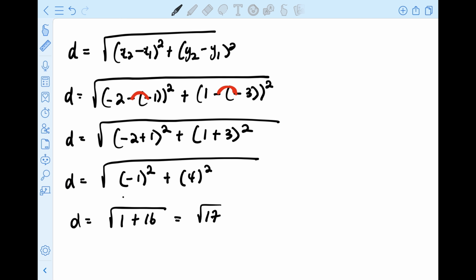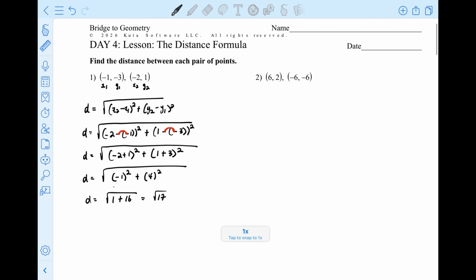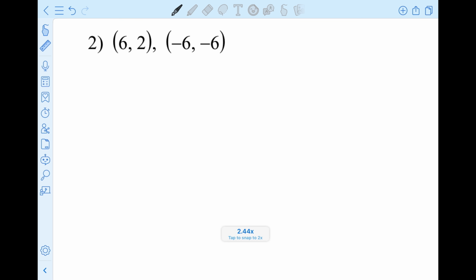Obviously, based on our previous day's topic about simplifying simple radicals, if the radical can be simplified, then we're going to do that. Now this is the distance formula. That's the first example. Let's look at another one. Let's label our points: x1, y1, x2, y2, right?